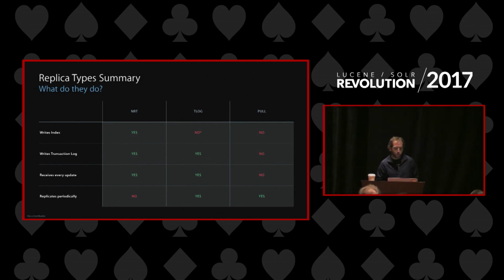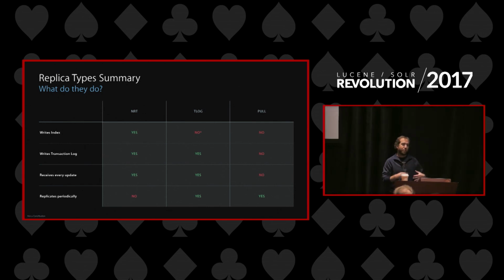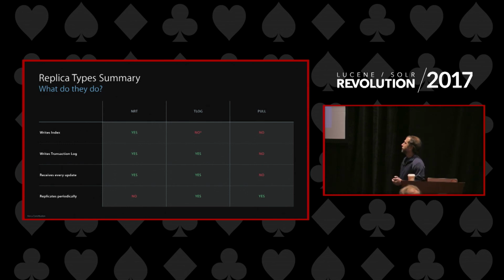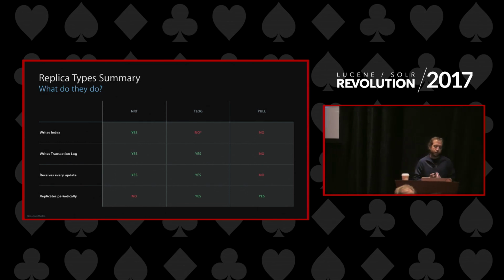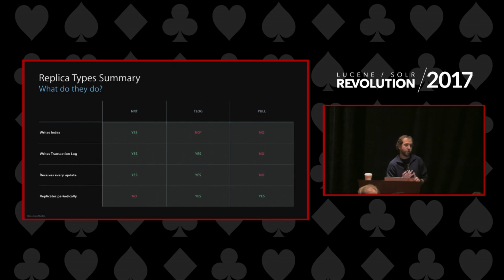So what do I mean when I say it doesn't write to the index, but there's an asterisk? The TLOG replica that is the leader is going to behave exactly as a near real time. It is going to update the index, okay? So if you have a set of TLOG replicas, one is going to be the leader, and that leader is going to be indexing, and all the others are going to be replicating from that leader. And then the pull replicas, they don't write the index, they don't write the transaction log, they don't receive every update, and they replicate periodically.